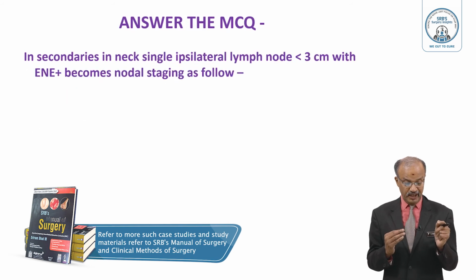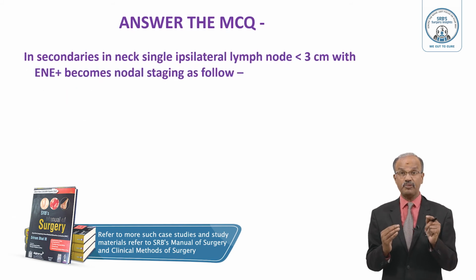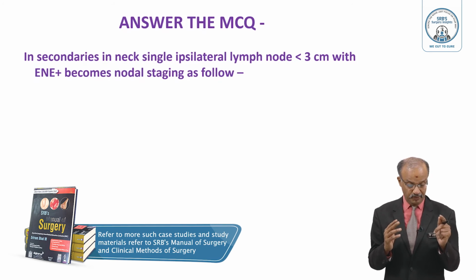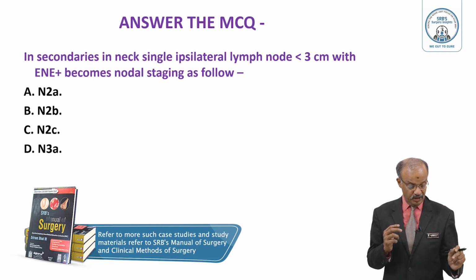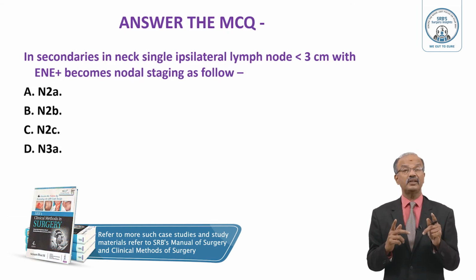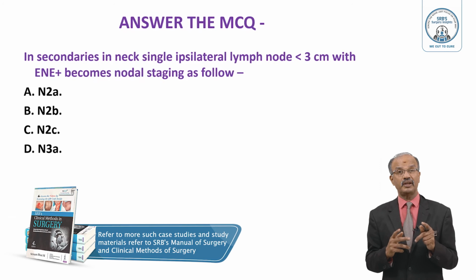Another MCQ: in secondaries in neck, a single ipsilateral lymph node less than 3 cm with ENE, extranodal extension spread, becomes nodal staging as follows: A, N2A, N2B, N2C, N3A. Put the right answer. I will appreciate and acknowledge your right answer, students.